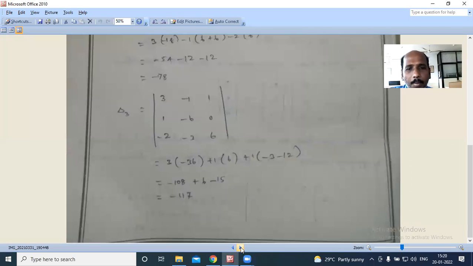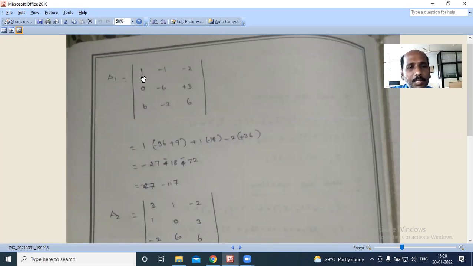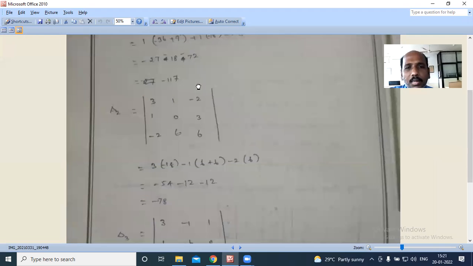Now, del 1 value: the first column I am replacing with 106. The rest of the values are the same. Again, you find out the same thing. 1 into 6 into 6 minus 36, minus of minus 3 into plus 3, so plus 9, plus 1 into, crossing this row and column, 6 into 0 is 6, then minus of 6 into 3 is minus 18, then minus 2 into, with this row and this column cancelled, 0 into 3, 6 into 6, so minus of minus 6 into 6, so plus 36. You can get minus 117. That is del 1.